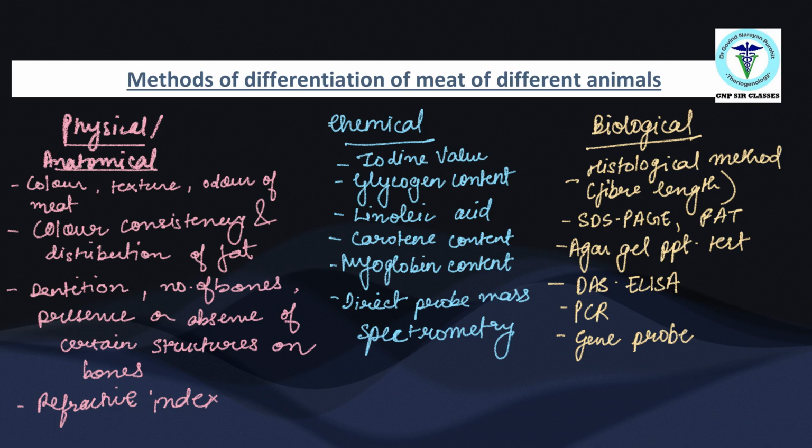Methods of differentiation of meat of different animals. There are 3 methods for differentiation of meat of different animals and include the physical, chemical and biological methods. The physical methods use color, texture, odor and consistency of the fat. The chemical methods are based on the iodine value, glycogen content, linoleic acid, carotene content, and the myoglobin content. The biological methods utilize different tests such as SDS-PAGE, agar gel precipitation, PCR, and gene probes.